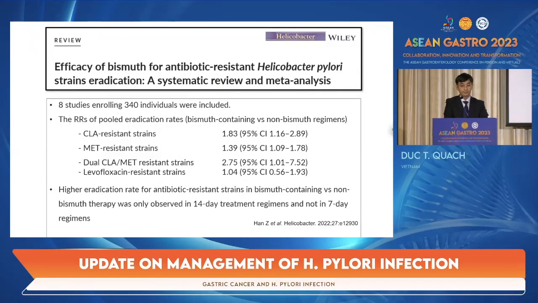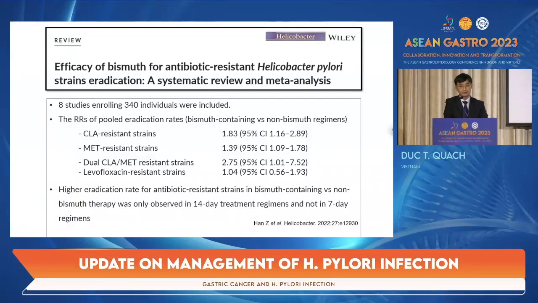So for the relative risk of pooled eradication rate, comparing Bismuth-containing versus non-Bismuth regimens, based on this study we see that for clarithromycin-resistant strain, metronidazole-resistant strain, or dual-resistant strain, we still have a higher relative risk and a higher eradication rate when we combine the regimen with Bismuth.